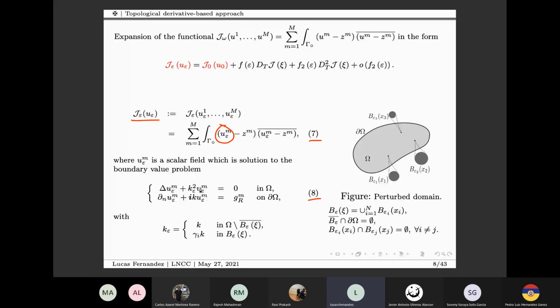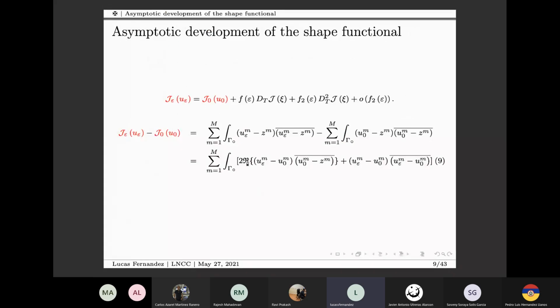In this boundary value problem, the parameter k epsilon is written as follows. Its value is gamma k in the region of the domain where I have a small circular perturbation, and in the remaining domain, its value is k. So now I have an explicit form for these two functionals, j epsilon and jo, and I can evaluate the difference between them. After doing some algebraic manipulations, I find expression 9.